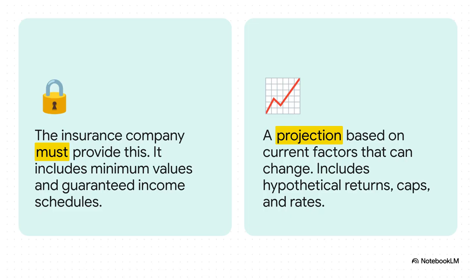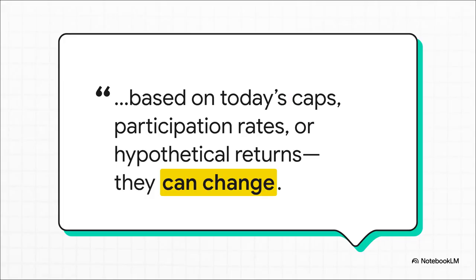But on the other side, you have the non-guaranteed values. These are just projections. They're educated guesses based on market conditions that can and very often do change. And this right here is the most important part. Those non-guaranteed numbers are based on factors that can change. This is not some tiny fine print, it's the fundamental truth of that column. It is a possibility, not a promise.